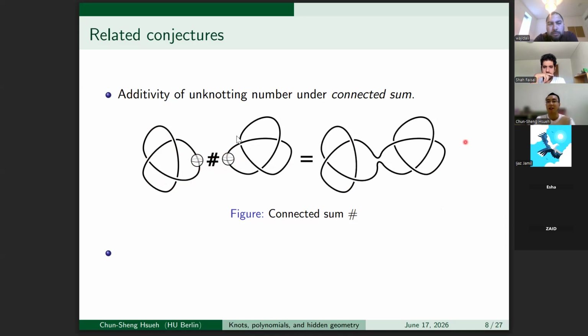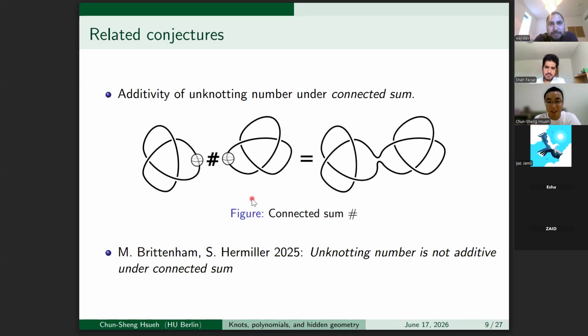And so a very old conjecture is: is the unknotting number additive under the connected sum? In particular, if I have two knots, K1 and K2, is the unknotting number of the sum of these two knots the sum of their unknotting numbers? And this had been open for a very long time until last year.